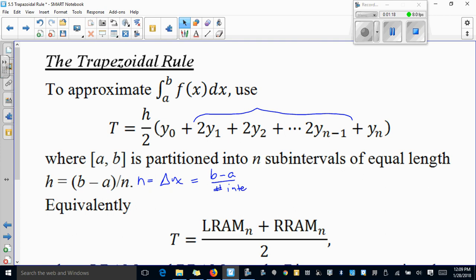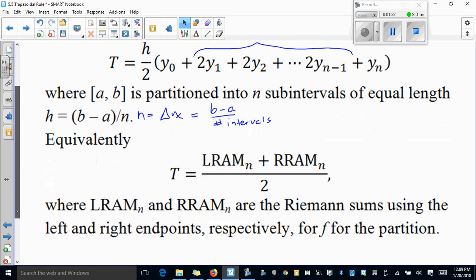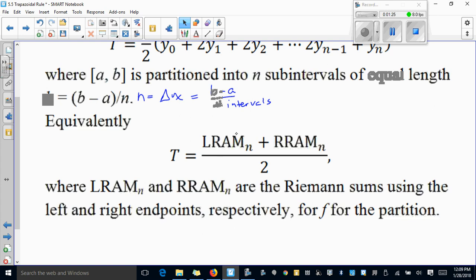So equivalently, the trapezoid rule is simply the left Riemann sum plus the right Riemann sum divided by 2. Basically it takes the average of the two. And no, this is not going to give you the midpoint. It is actually going to be even more accurate than the midpoint rule.